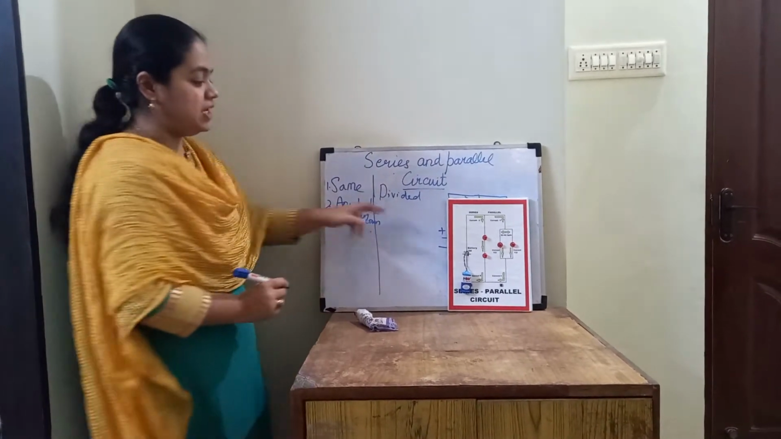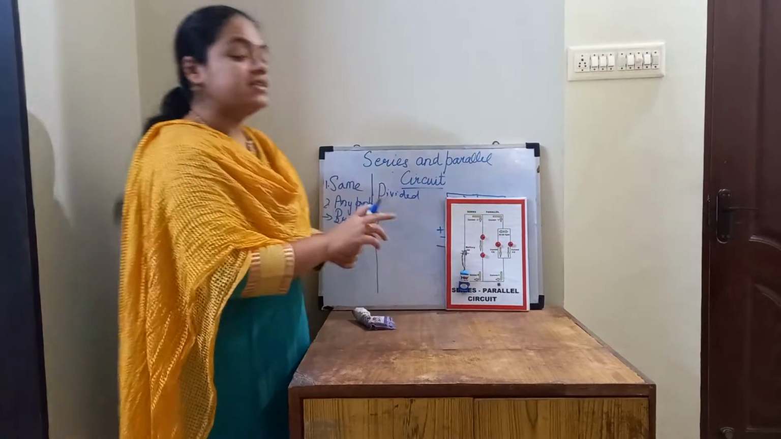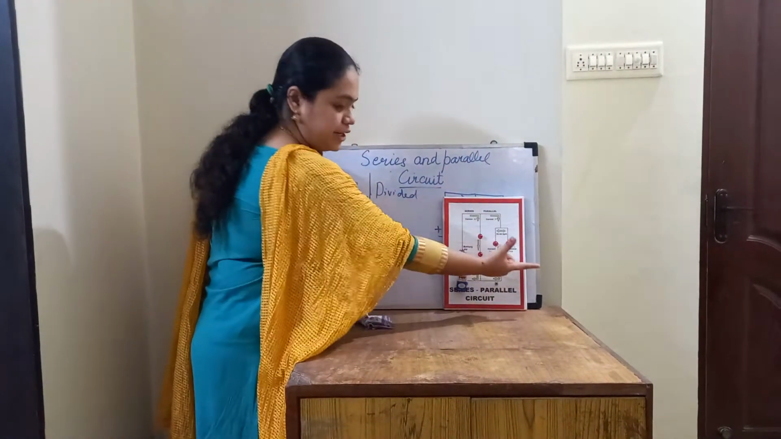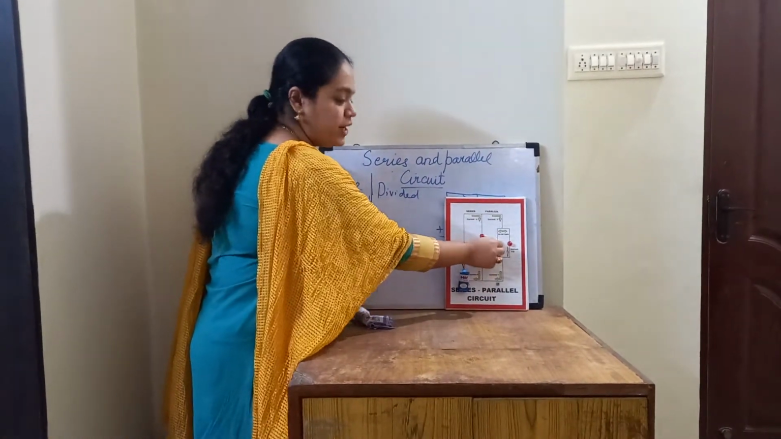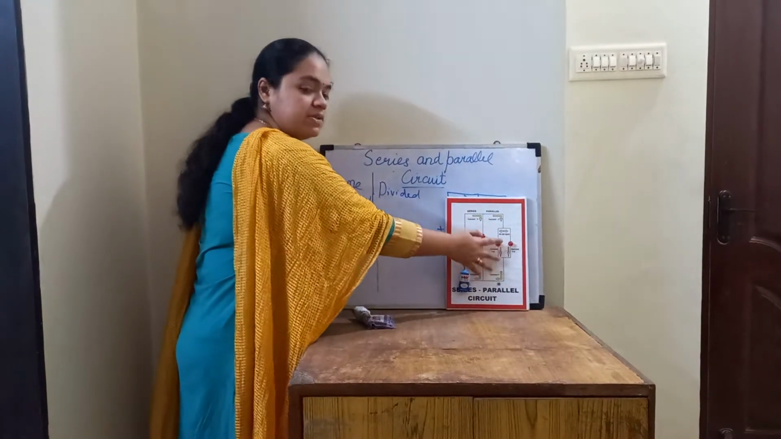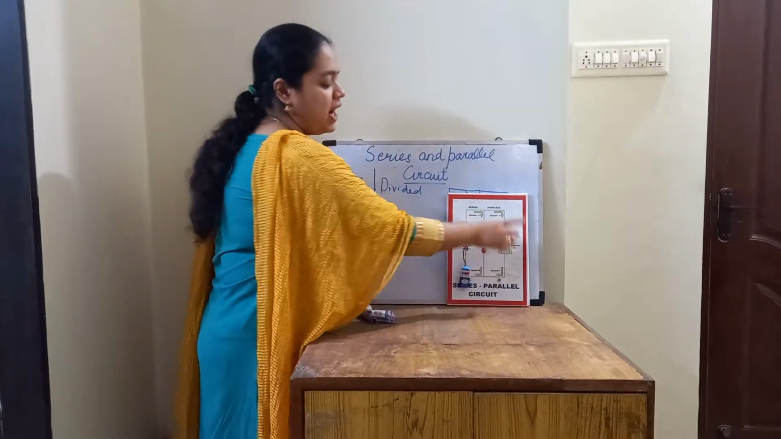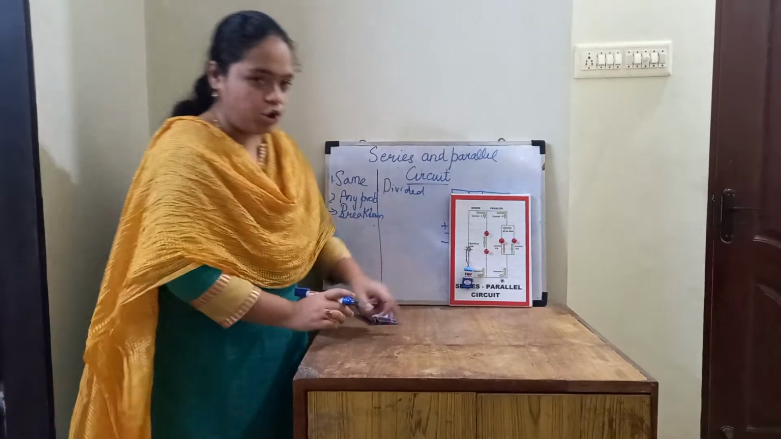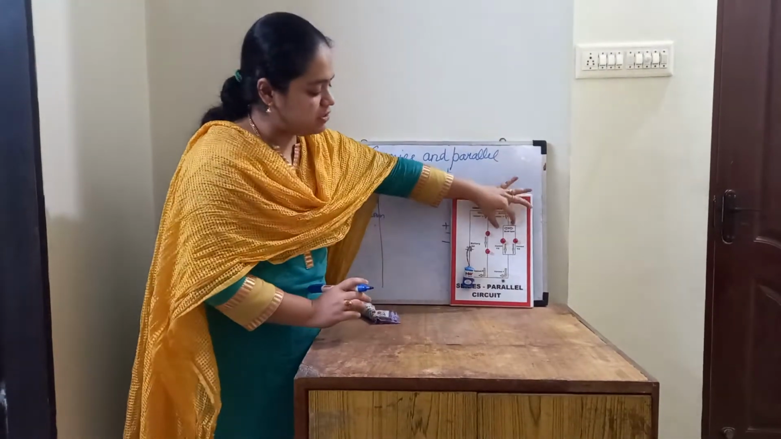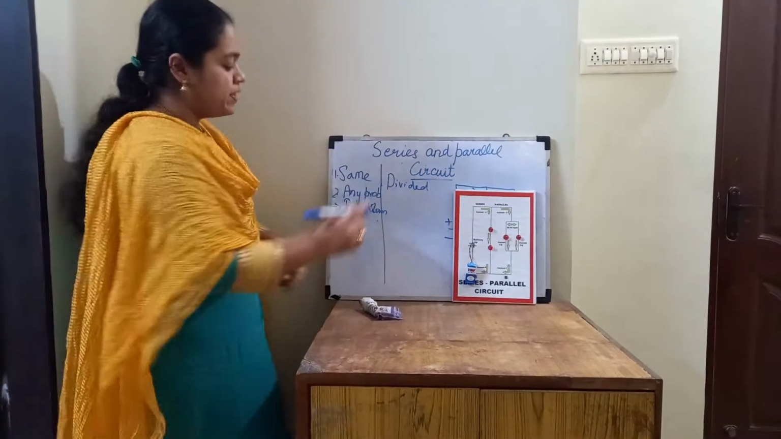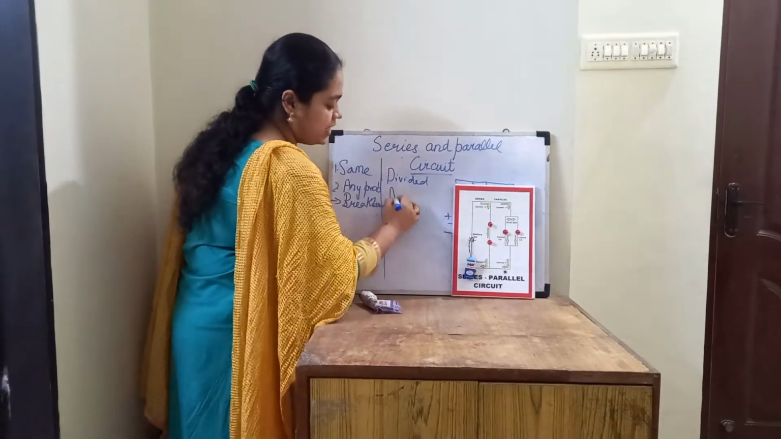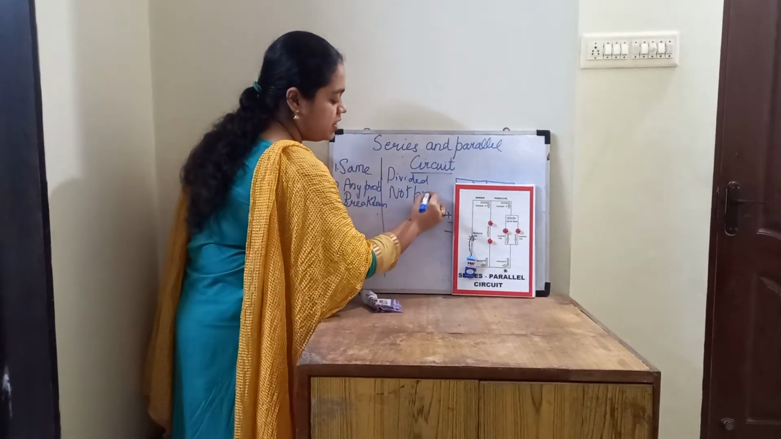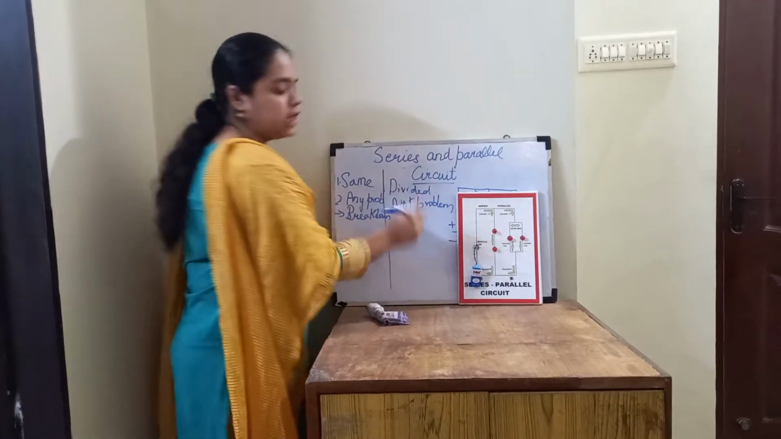But when you look at the parallel circuit, since the current is split into two, if one of my resistors or my bulbs is not working, the other part will definitely work. That's because the current is divided equally into two. So, you will not find any such problem in the parallel circuit.